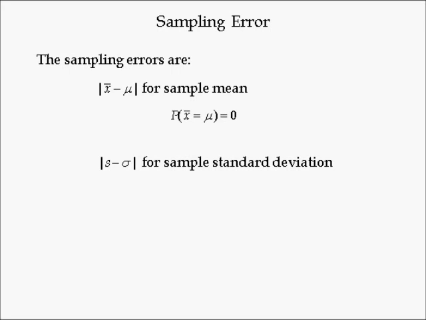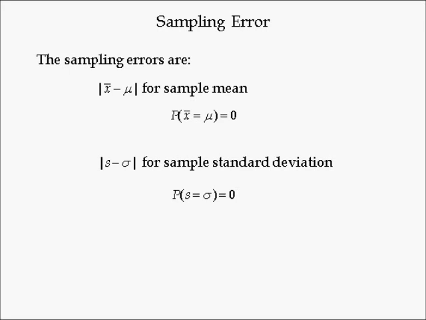Sampling error for the sample standard deviation. This exists because the probability that the sample standard deviation will equal the population standard deviation is 0, because the sample standard deviation could theoretically take on infinitely many positive values, while the population standard deviation is some given value.